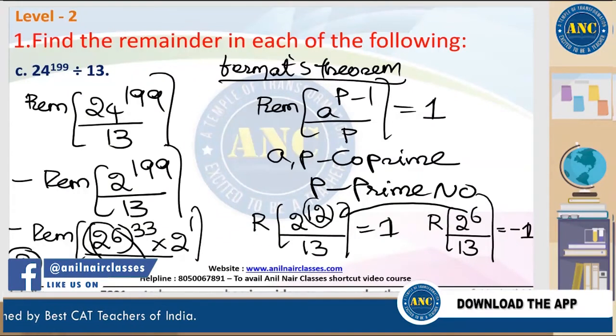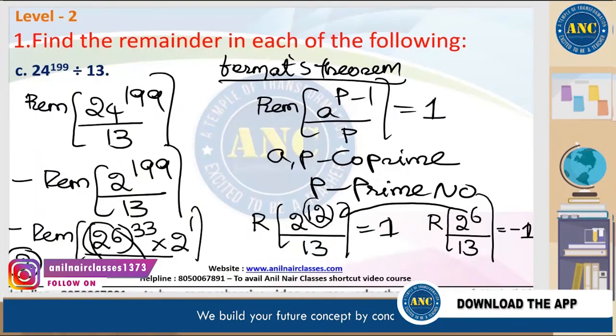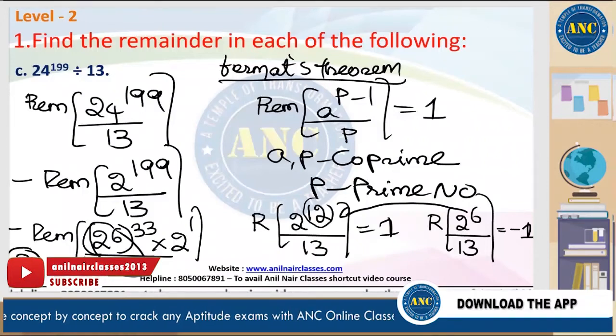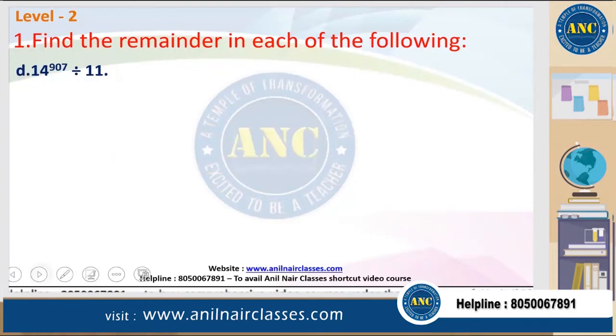Minus remainder of 2 power 199 by 13. 2 power 6 power 33 into 2 power 1 by 13. 64 by 13. 13 5s are 65 minus 1. Minus 1 power odd is minus 1. Minus 1 into 2 is minus 2. Third problem. I hope it is clear.